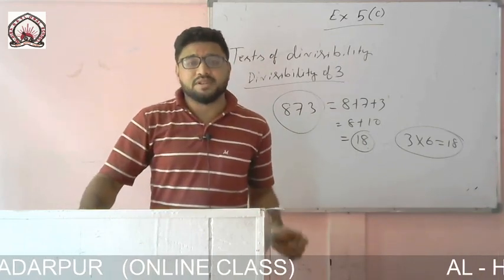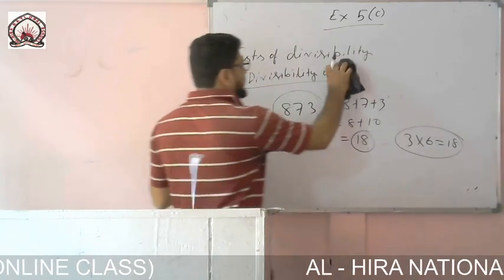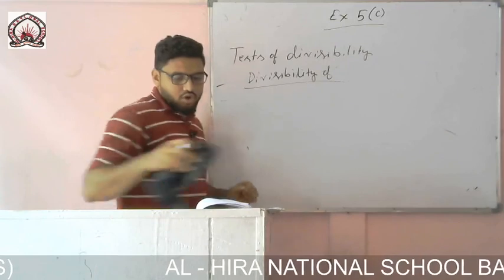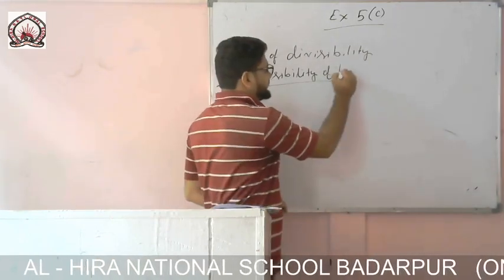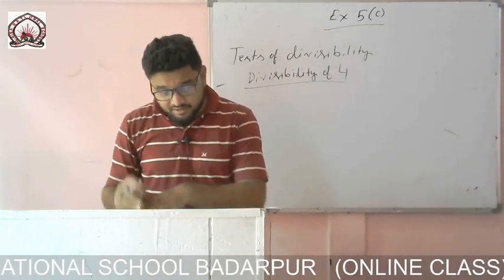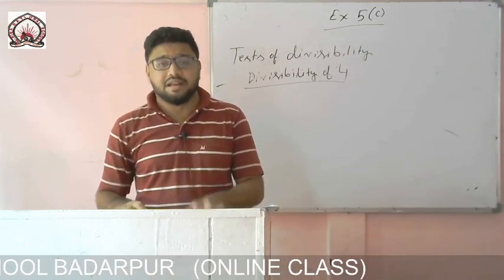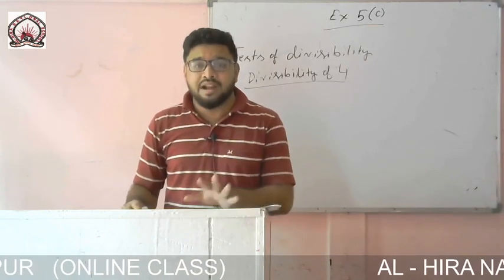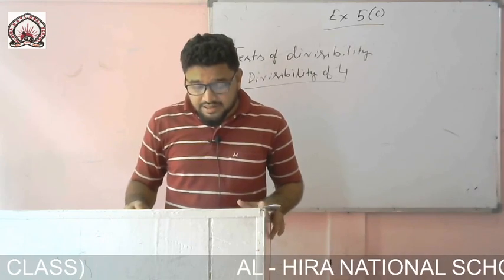Now, divisibility of 4. Which numbers are divisible by 4? You come to page number 39 and you can see from the book. All are written in the book. You can write from the book also, no problem. You have to learn this formula from the book. So you see divisibility of 4.